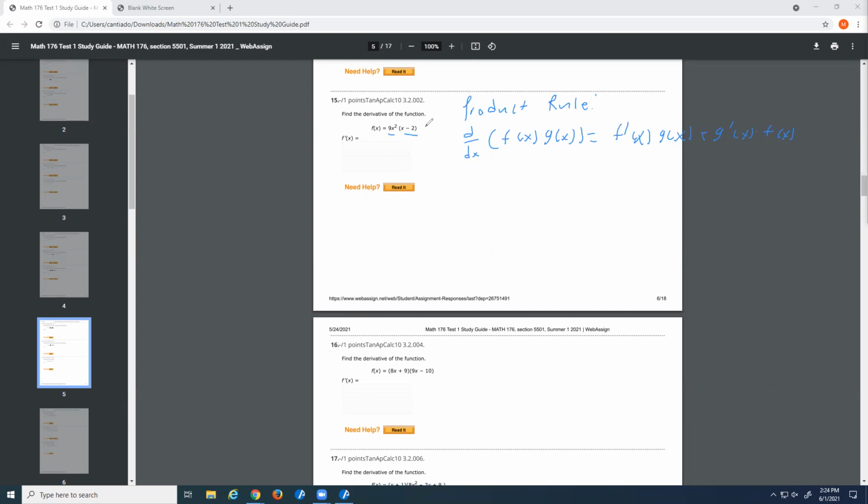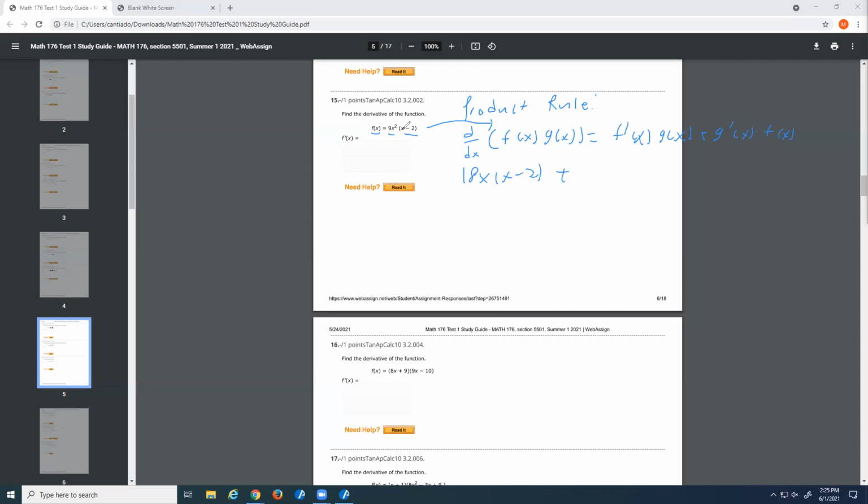So we can just plug right into this formula, where in this case our f of x, well, I guess kind of a bad example with using f of x when f of x was already used from the start, but where our f of x in this formula is 9x squared and the g of x is x minus 2. So what we have to do is differentiate the first one, so f prime of x, the derivative of 9x squared is just going to be 18x, and then multiply it by our original g, which is x minus 2.